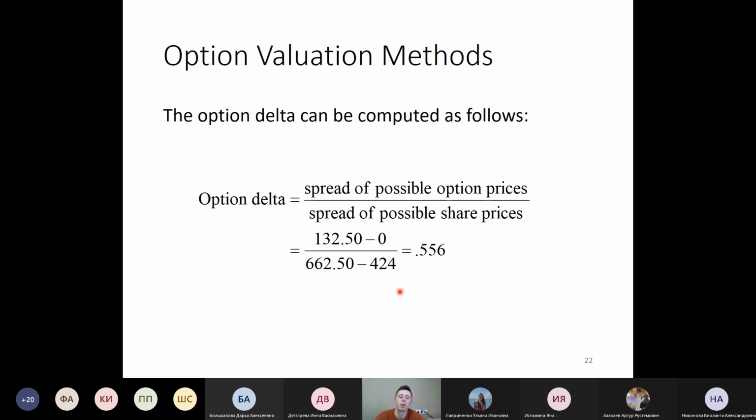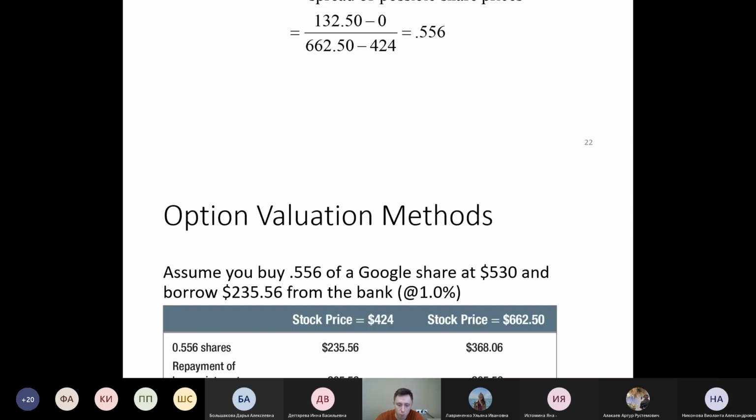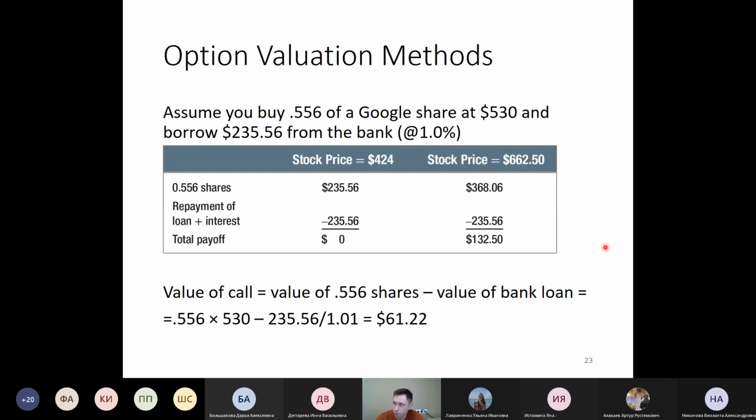And this is how we would determine the option delta. It is 0.555. So this would be 555 to eternity. We round it to 3 decimal places, but without the rounding, it would be an infinite number of 5s.